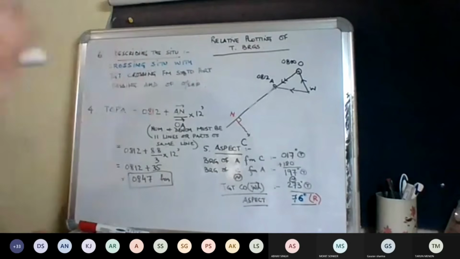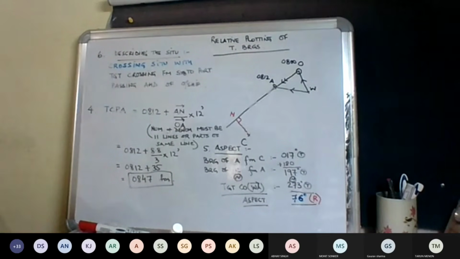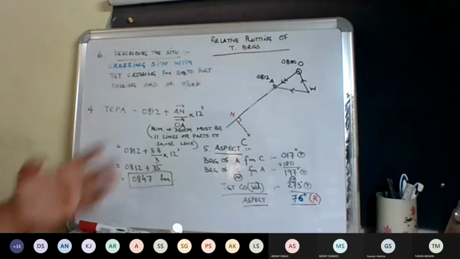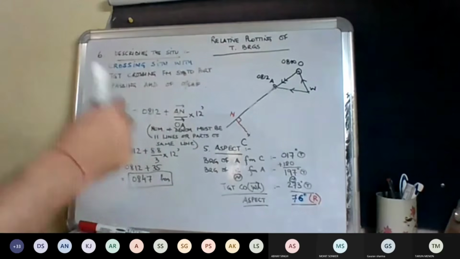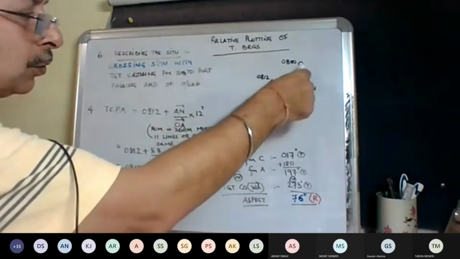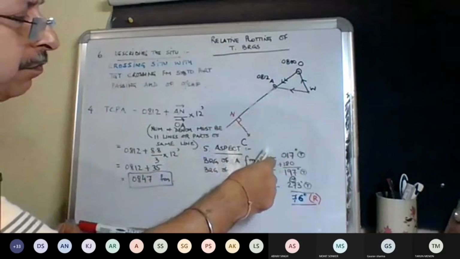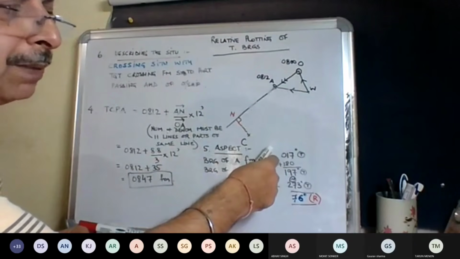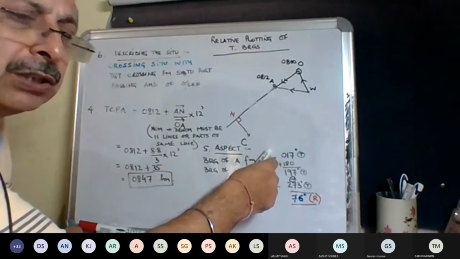This is known as the sixth item of reporting the target. That is also known as describing the situation, also called how is the target drawing. How is the target drawing? The target is going to pass ahead of me. If this line was passing astern of me, then I would have been passing ahead of the target. I would have been crossing ahead.